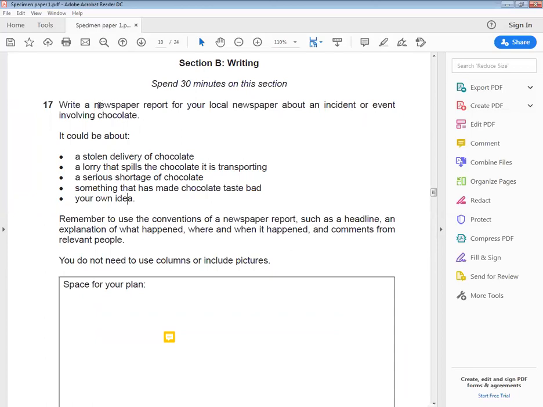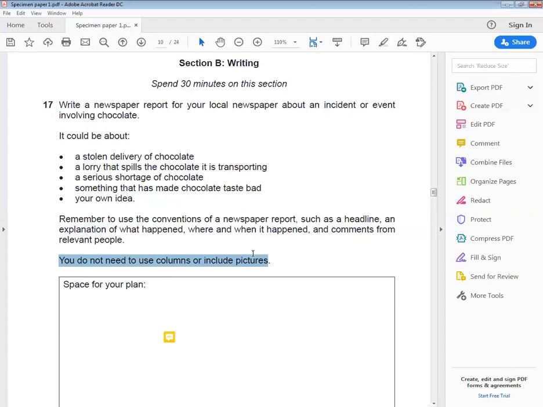Newspaper reports are reports that are written in a newspaper, if you remember that. He's telling us here an important note. Remember to use the conventions of a newspaper report. This means that he wants you to write a headline, remember that? A catchy headline by using alliteration or rhyming or powerful vocabulary. You have to explain what happened exactly, when and where it happened, and of course, comments from relevant people who have seen the accident. There is another note written here. Please remember to read it.